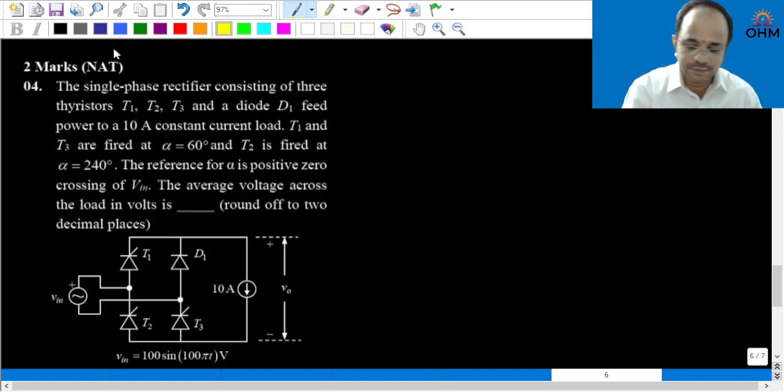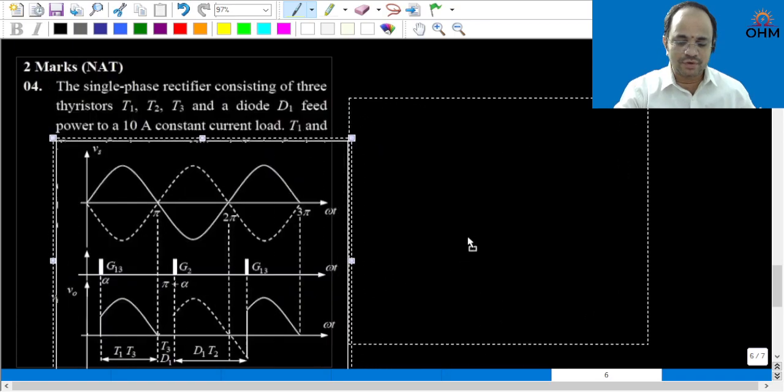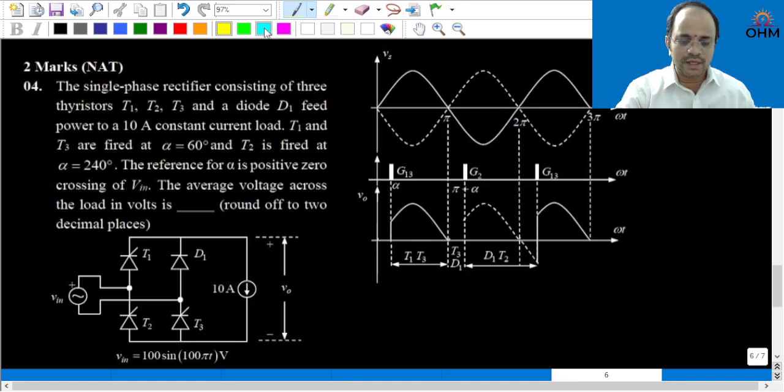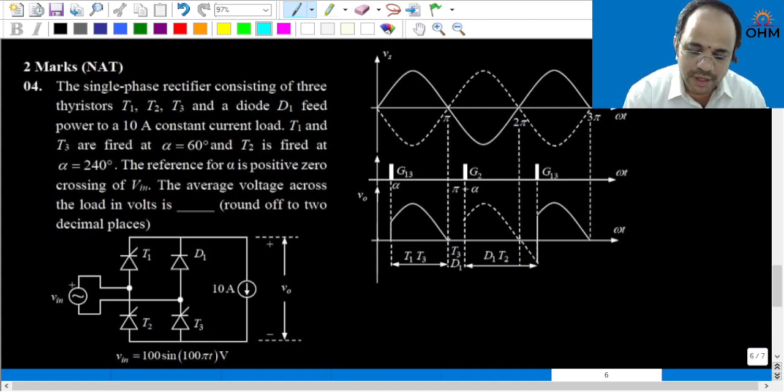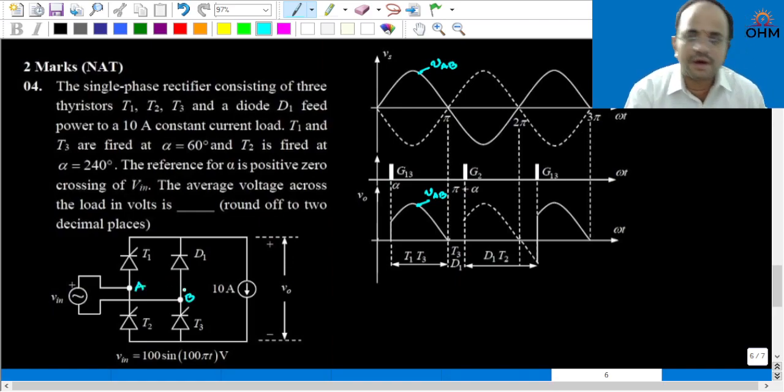Therefore, with this explanation, if you draw the output voltage waveform, it looks like this. The only simple concept in this problem is that you should be able to draw the waveform here. At omega t is equal to alpha, T1 and T3 devices are triggered. Therefore, output voltage will follow VAB. So what are A and B here? A and B are these terminals.